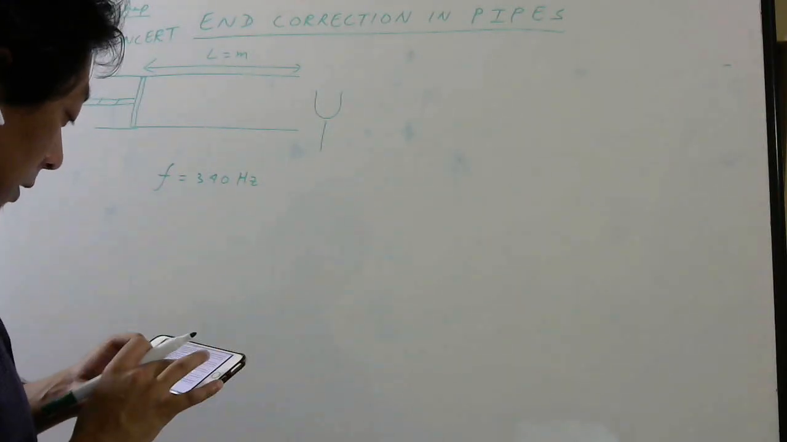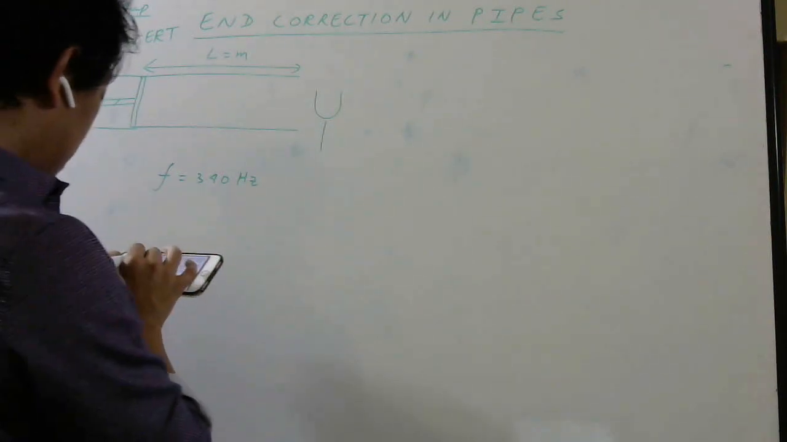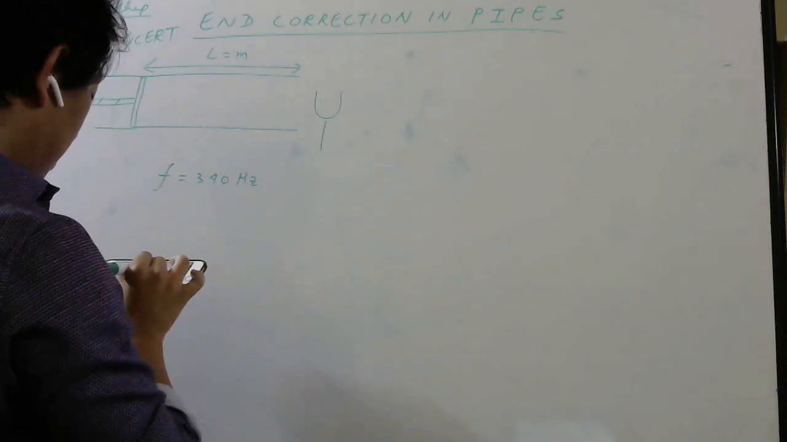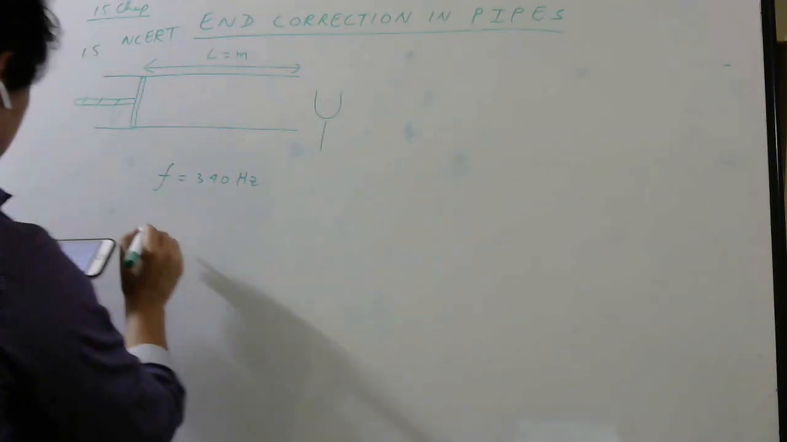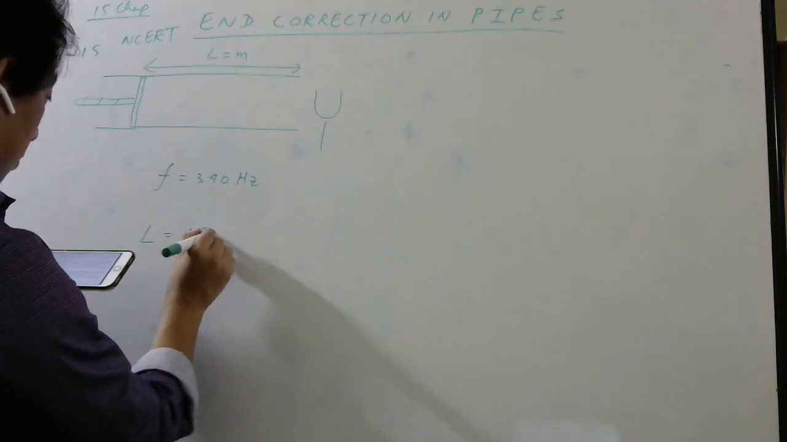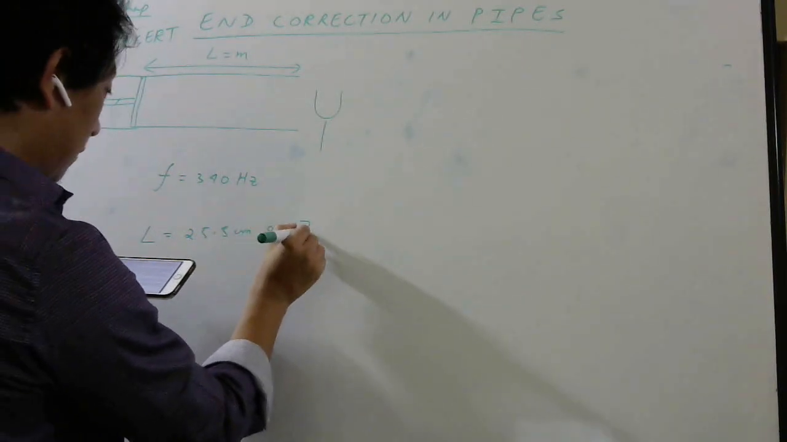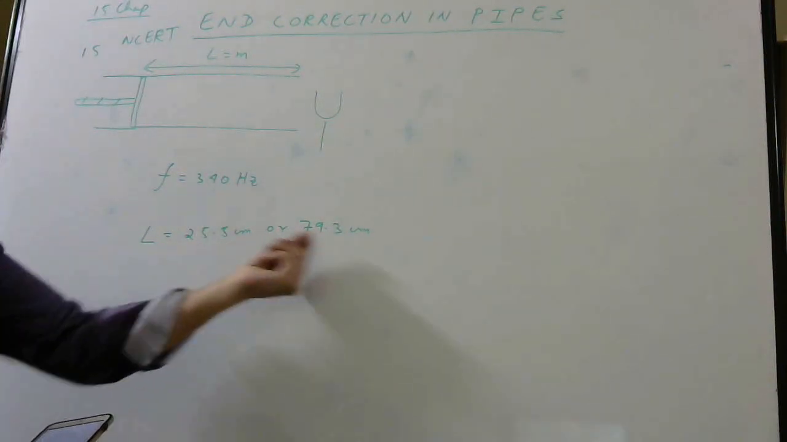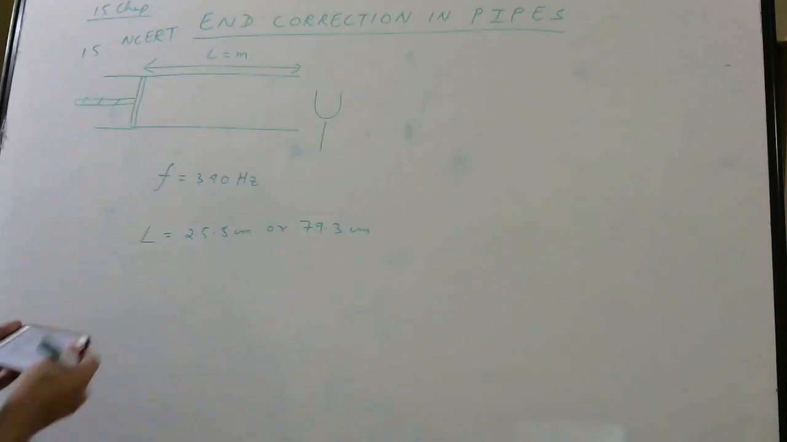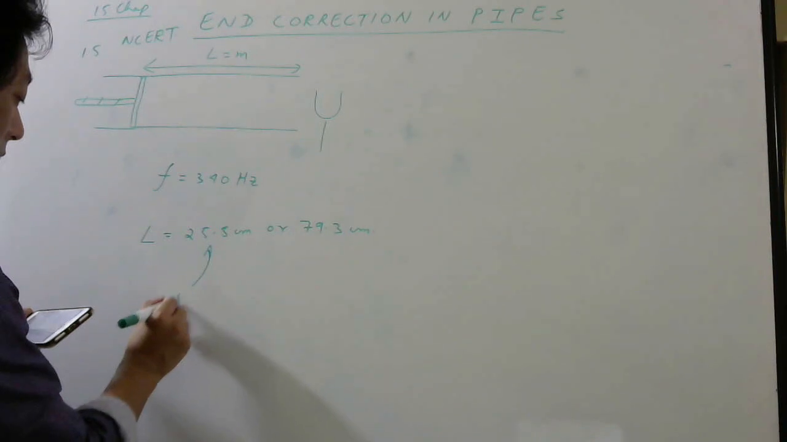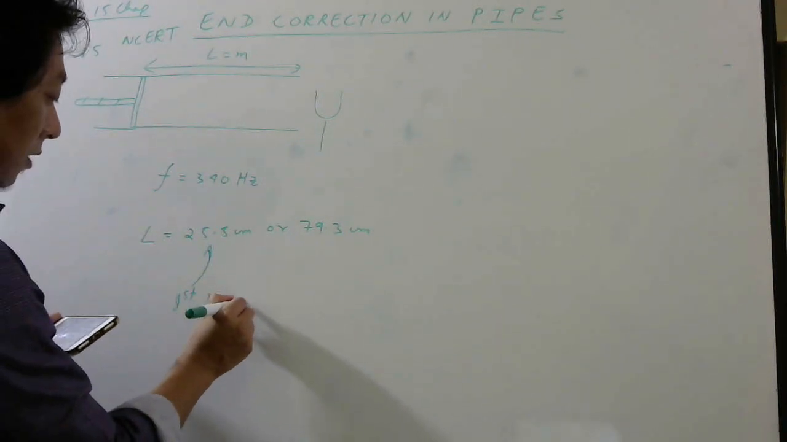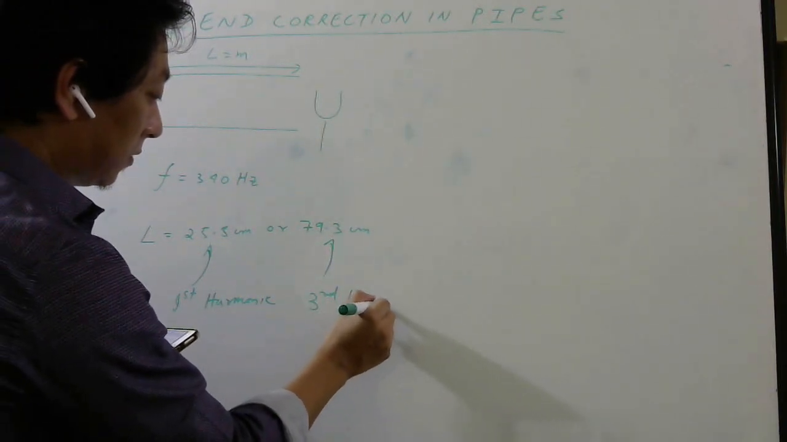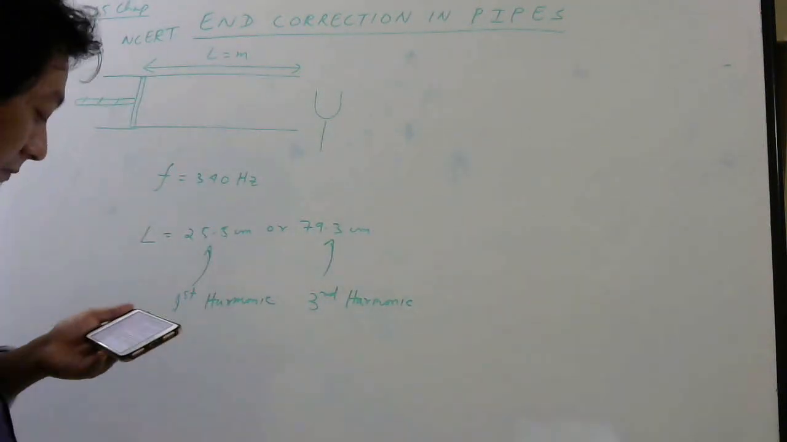So in this case, let us continue the question. It says the air in the tube shows resonance with a fixed frequency 340 Hz when the tube length is 25.5 centimeter or 79.3 centimeter. They have not mentioned which harmonic these two correspond to. Usually if they don't, then better to consider this as the first harmonic, which is the fundamental, and this one as the next one, which is the third harmonic. Remember, there is no second harmonic in a closed pipe.